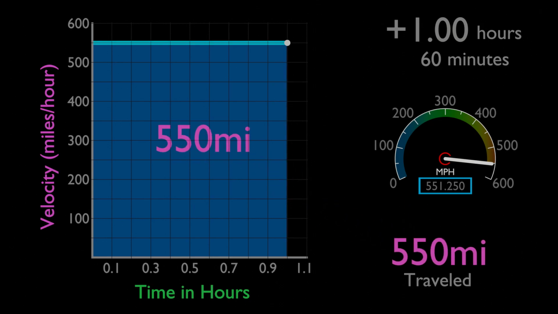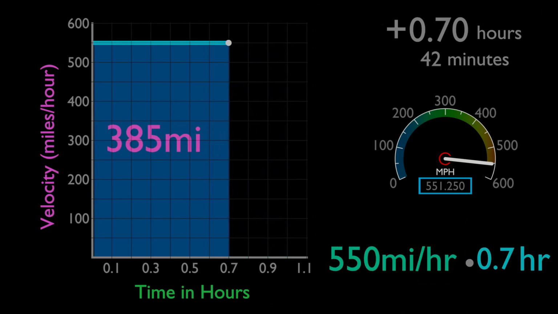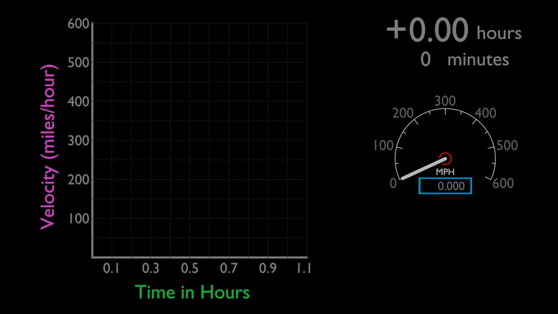In fact, you'll also notice that in a graph of velocity versus time, the distance that you've traveled is actually the area underneath that graph. Well, who am I kidding? This assumes a very perfect scenario.